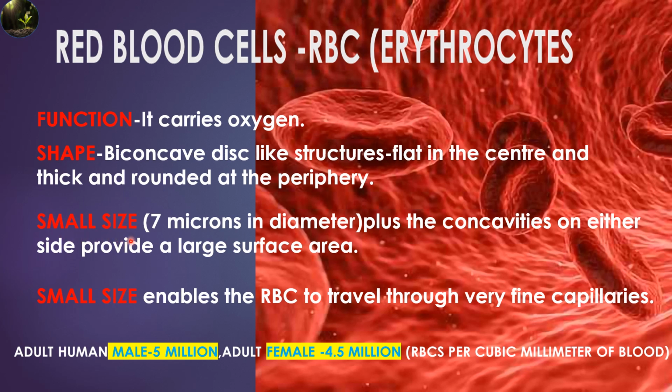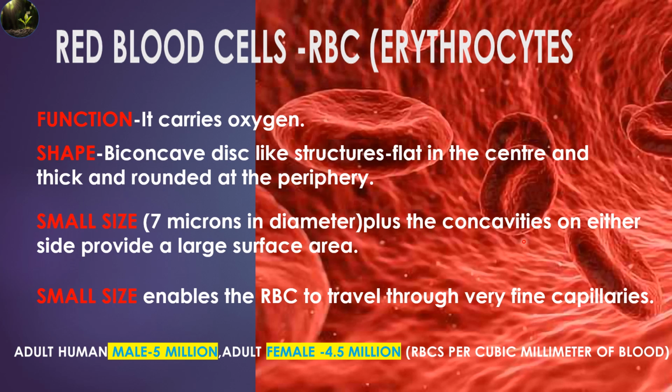Then what is the size of RBC? 7 micron in diameter. It is very small in size, that's why it can travel through very fine capillaries. What are capillaries? Capillaries are a type of blood vessel. They are very thin and narrow. Through those narrow capillaries, these RBCs travel.